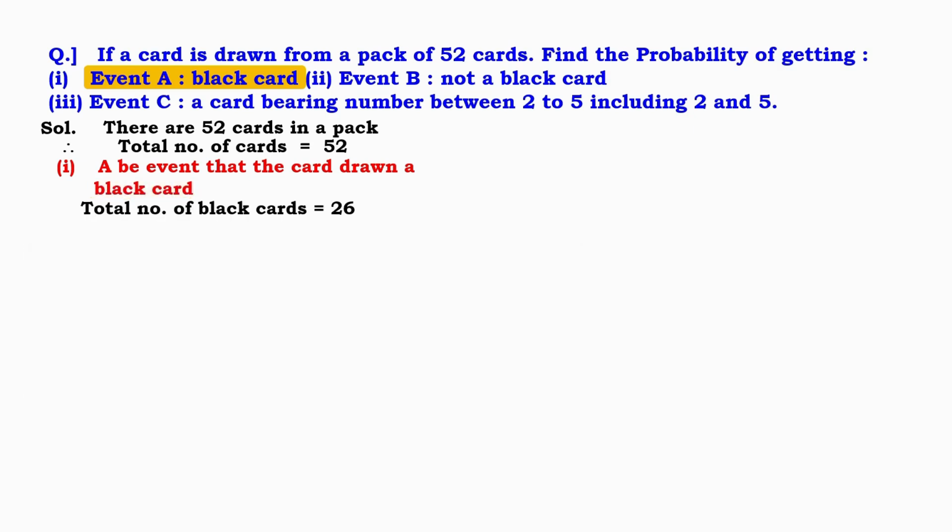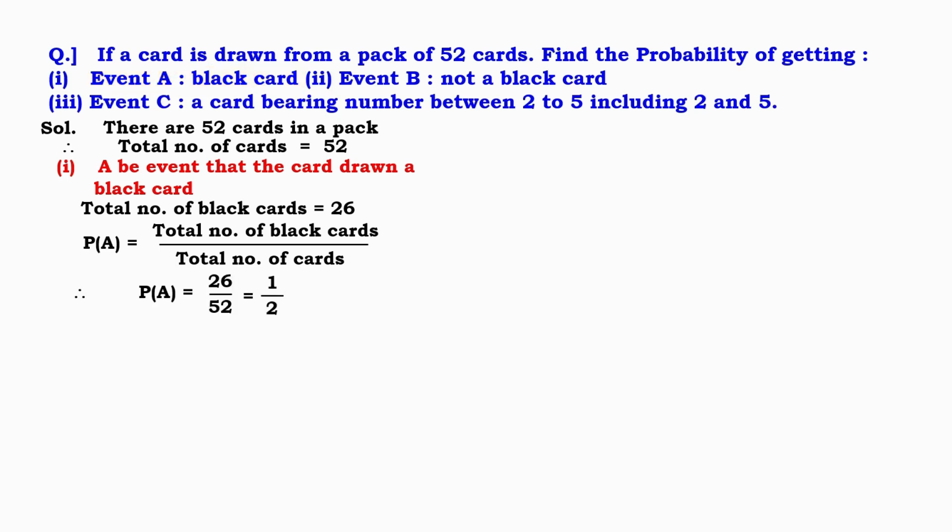So the total number of black cards is equal to 26, because we know that each type of card is equal to 13. So the probability of event A is equal to the total number of black cards divided by the total number of cards. So that is equal to 26 by 52. If we simplify, we will get 1 by 2.